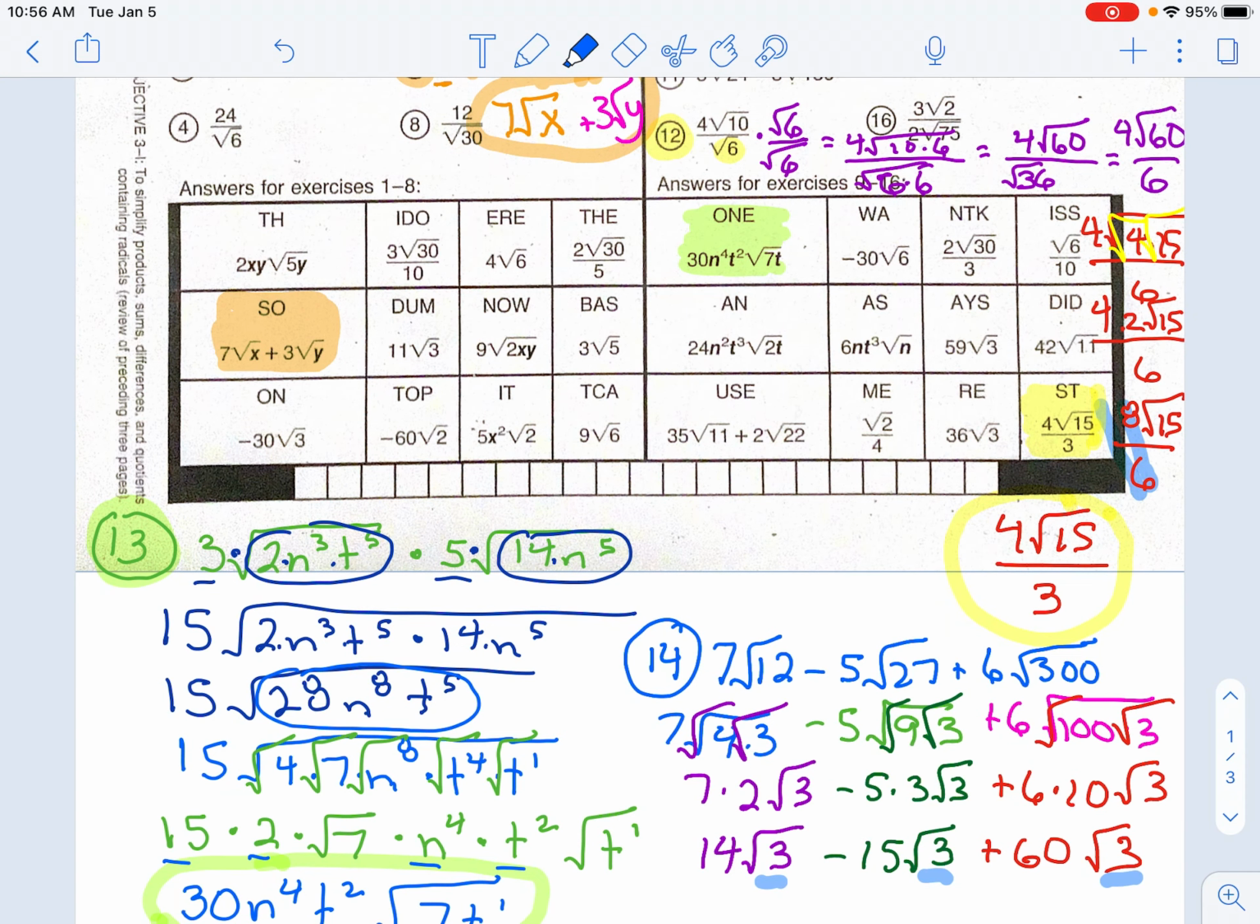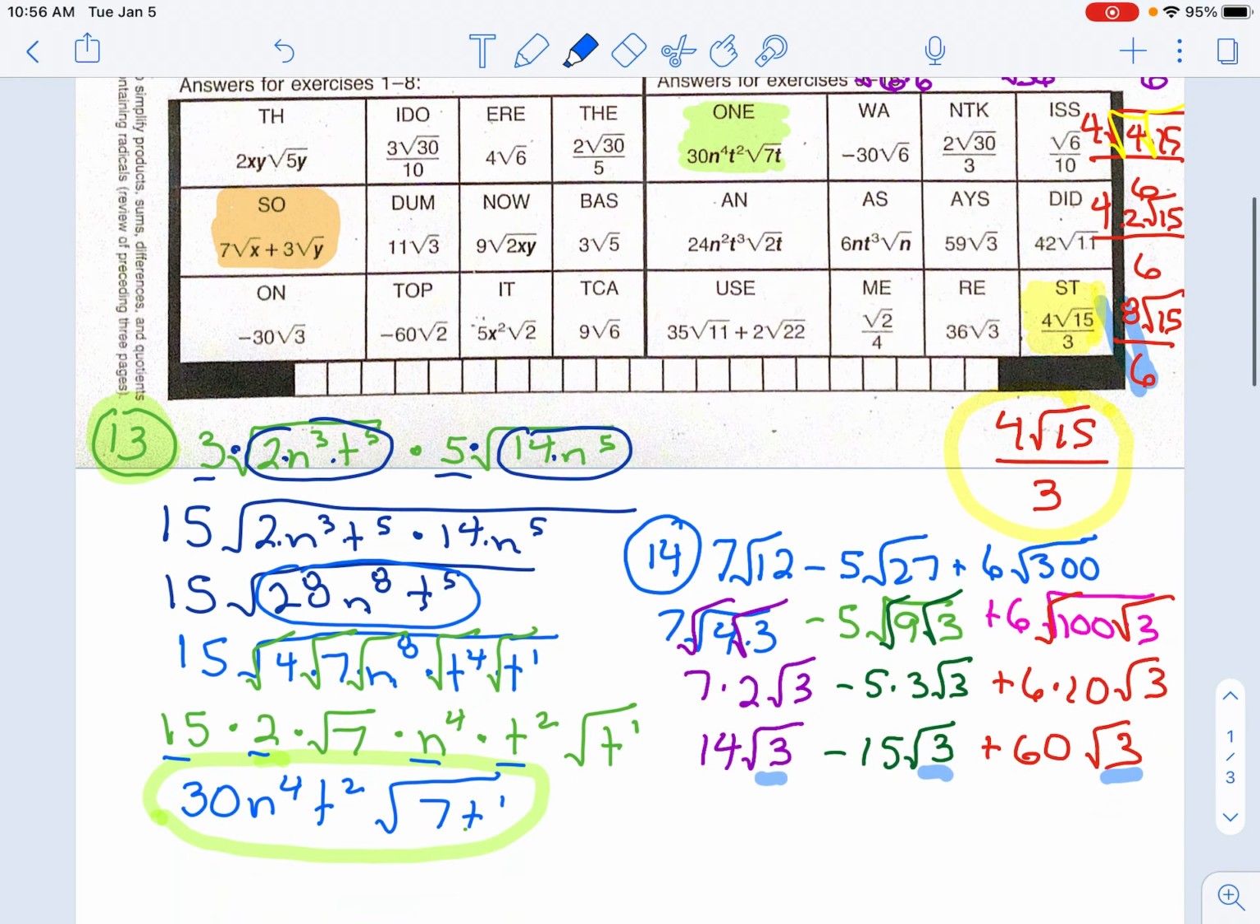And now we can see that all of these are the same radical. So now we can take 14 minus 15 gives us negative 1 square root of 3, add 60, and that gives us a total of 59 square roots of 3. And so now that is our answer, and we can find that right here. All right, so that is some more simplifying, and that is the end of this video.